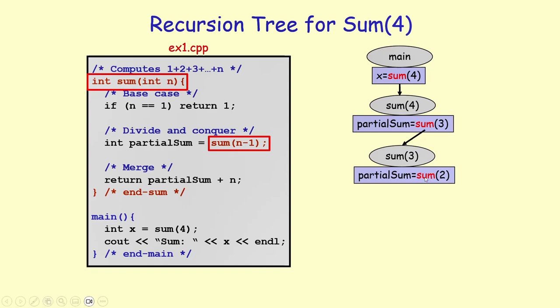Then, because we are making a call to function sum 2, the control again jumps back to the beginning of the function, but this time the value of the parameter is 2. So we enter the function again and check the base case. Is n equal to 1? The answer is no. So we continue and execute partial sum is equal to sum n minus 1, because n is equal to 2 this time, so this will be sum 1. So this is the statement we are going to execute: partial sum is equal to sum 1.